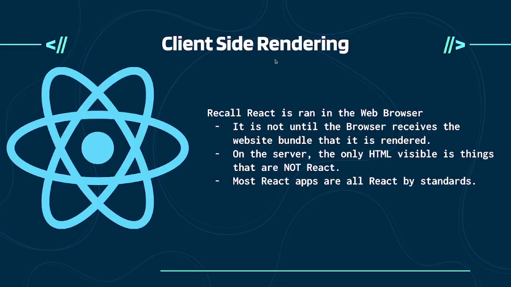So client-side rendering is what I just described, right? We're sending over all of the information in this little box, and this little box is everything your Google Chrome, your client, needs to run the website. It's like a nice little package, right? It's not going to start unfolding itself and making a website until it gets to your client, right? So on the server, the only HTML visible is things that are not React. When your server has all of this, it doesn't really hold on to any HTML because it doesn't have a browser to render all of that stuff in. It's purely React. And most React apps are all React.